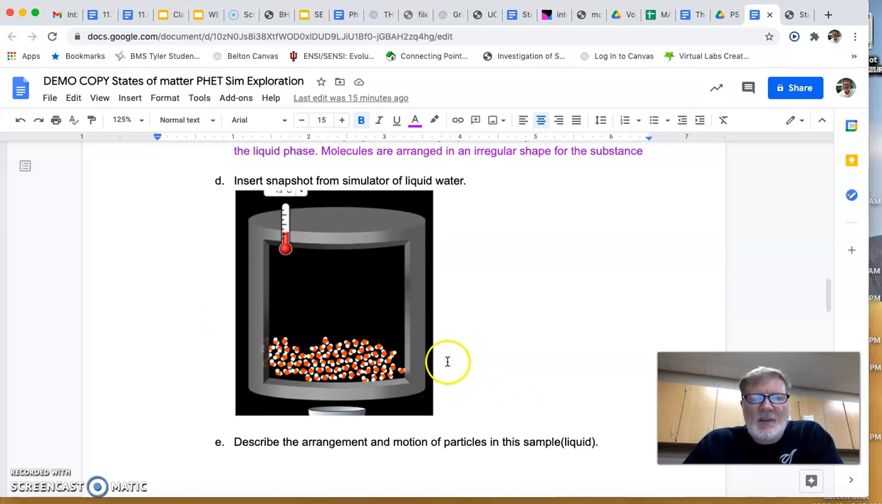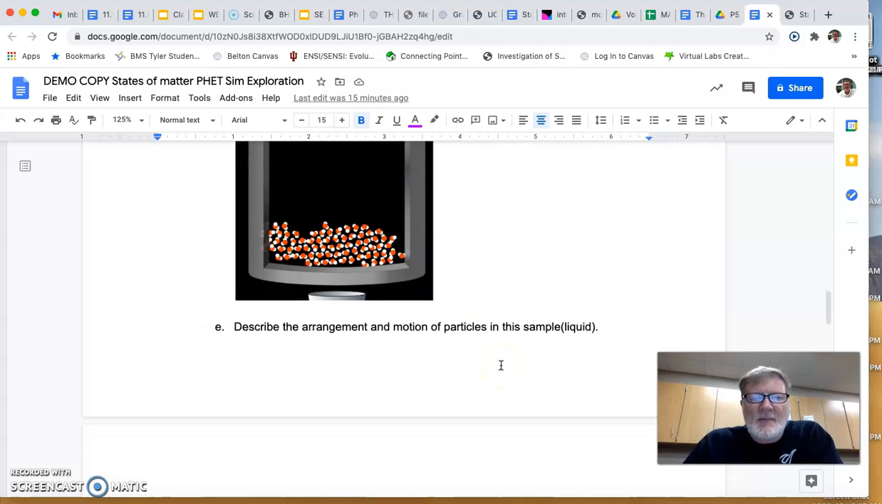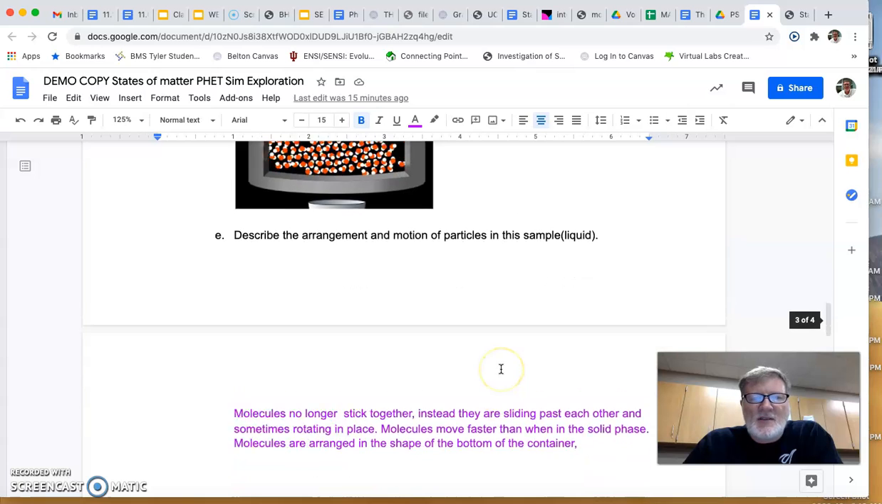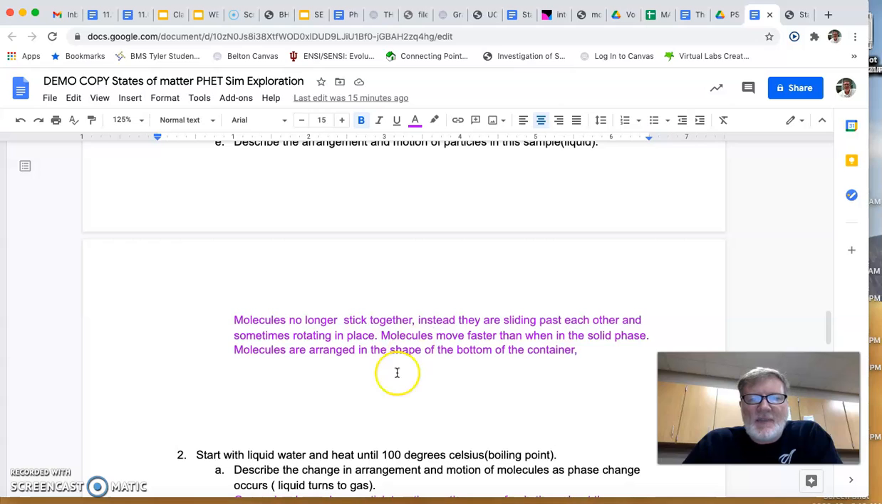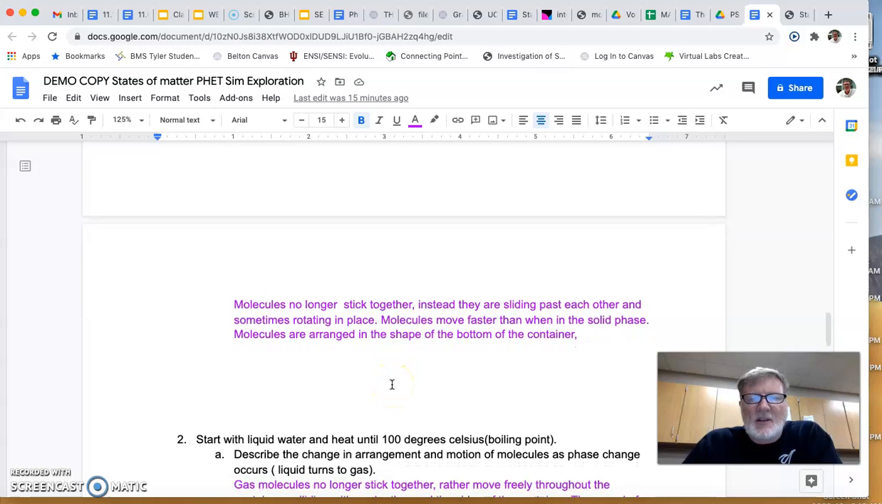Snapshot of a liquid. Notice it is now in the bottom of the container. The walls of the container are kind of containing it. Describe the arrangement and motion of particles. The molecules no longer stick together, instead they're sliding past each other. Sometimes they're rotating in place. Molecules move faster than when in the solid phase, and they are arranged in the shape of the bottom of the container.